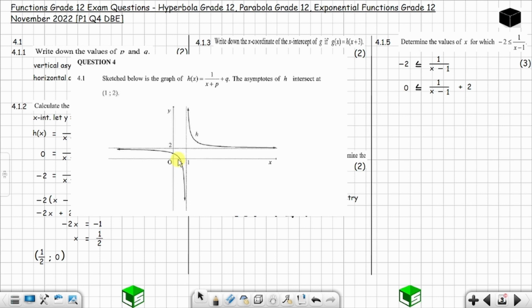So the graph is 0 there, and it is greater than 0 when it is above the x-axis. From there, it is greater than 0 and equal to 0 when it is touching the x-axis. And when it is below the x-axis, it is less than 0. So it is less than 0 there. And it is also greater than 0 there because it is above the x-axis.